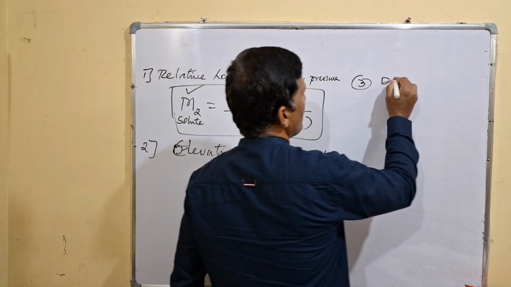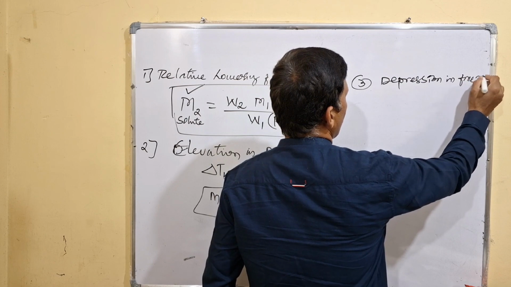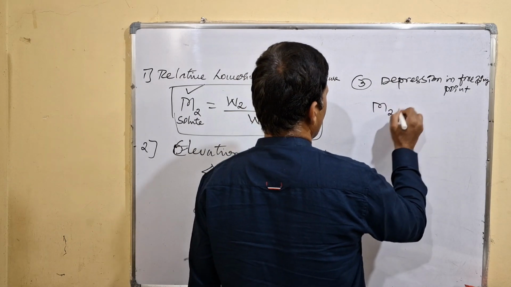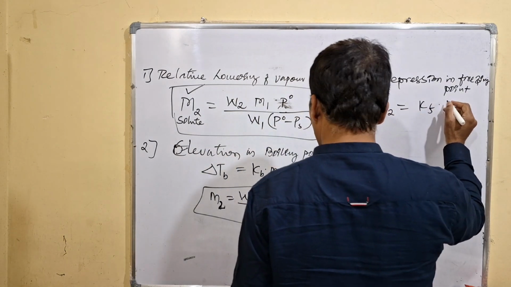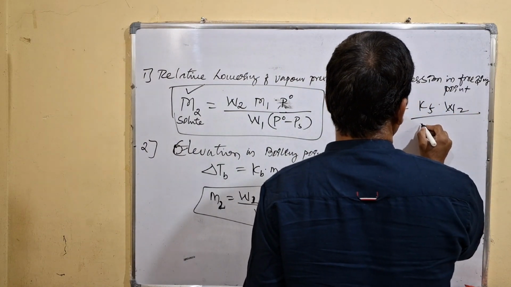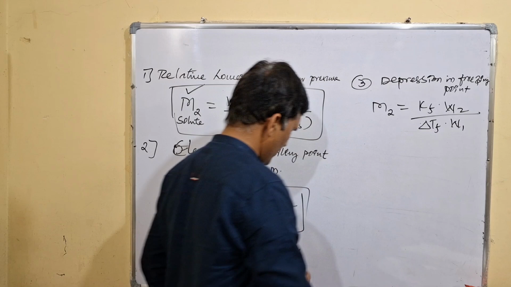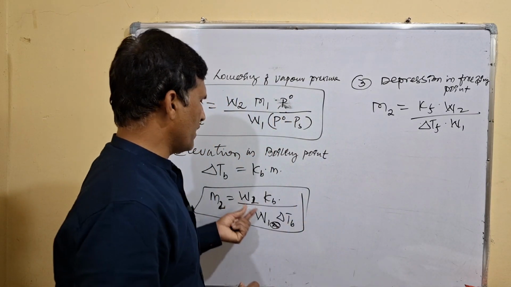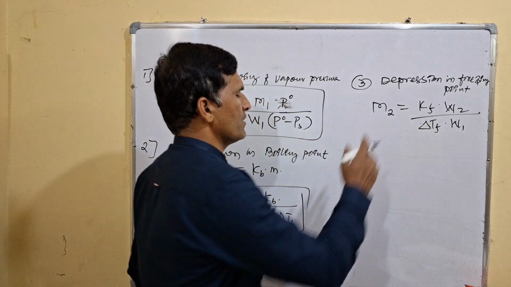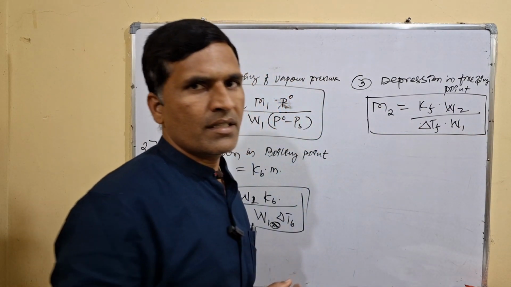Then the third one is depression in freezing point. How to calculate molar mass by using depression in freezing point? We write M2 is equal to Kf into W2 divided by delta TF into W1. It is the same formula. The only thing is, instead of KB, here we have taken KF, and instead of delta TB, here we have taken delta TF. You make sure of this. This is the third formula on which we are going to get numerical problems.